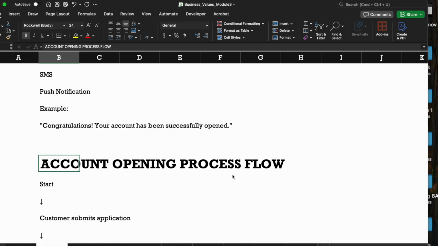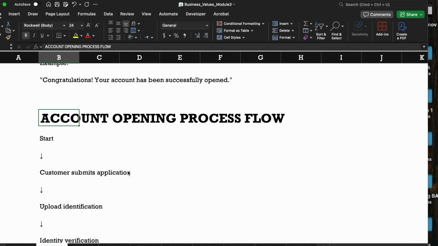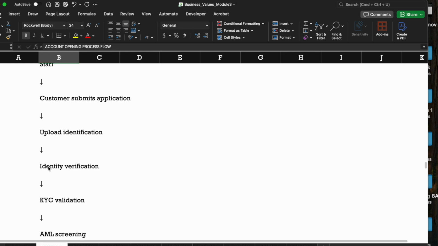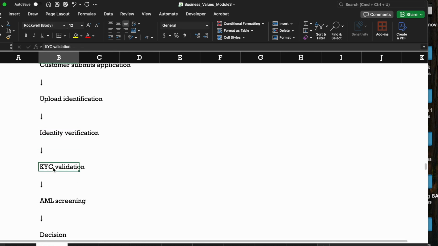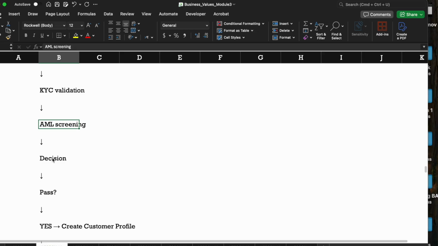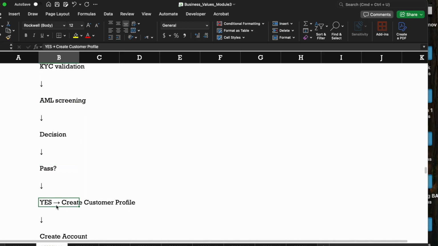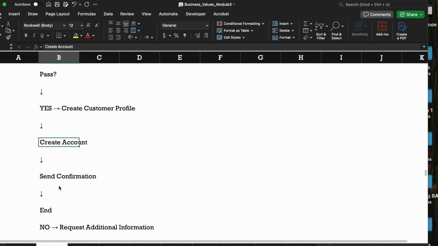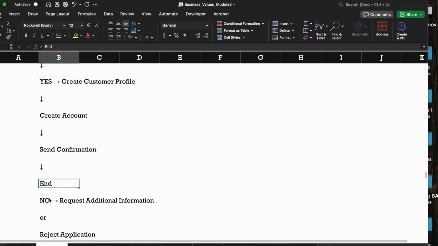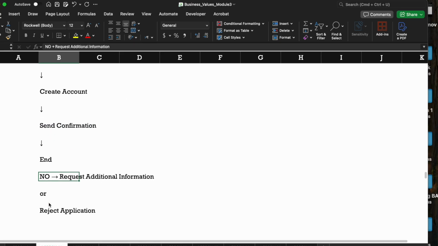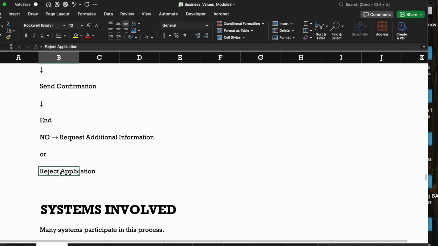Account opening process flow. Start, customer submits application, uploads identification, identity verification, KYC validation, AML screening, decision, pass? Yes: create customer profile, create account, send confirmation. And no: request additional information or reject application.